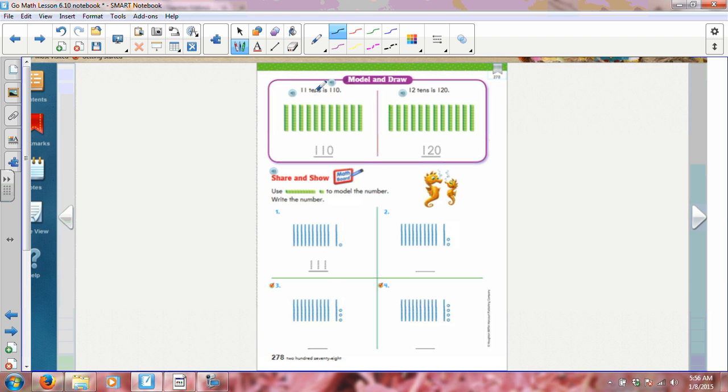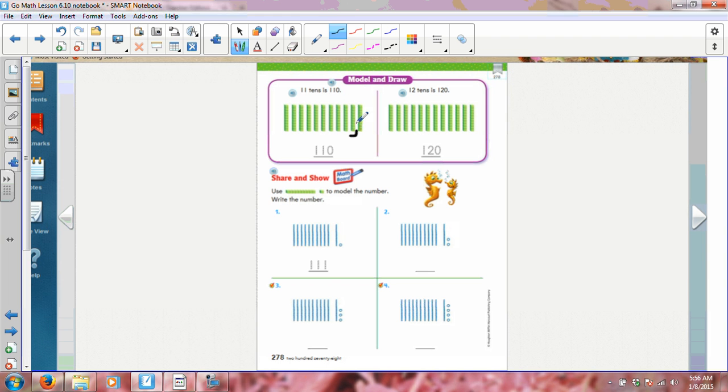Model and draw. So we are going to be working on what 11 tens is and what 12 tens are. Let's remember, when we have 10 tens, we put a square around it. So let's find 10 tens. Here we go. 1, 2, 3, 4, 5, 6, 7, 8, 9, 10.